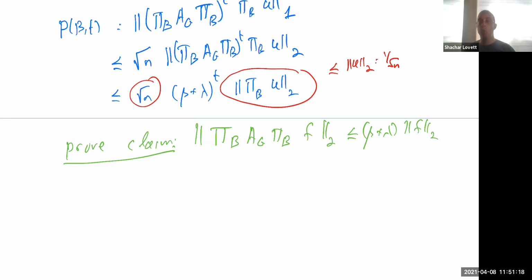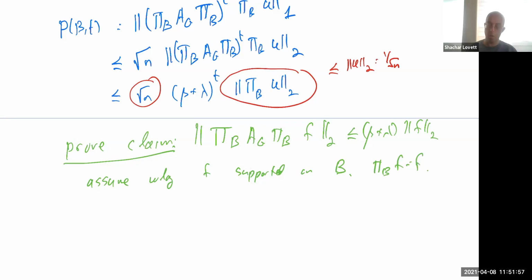Okay, so let's see. I want to prove that. So first step is that we can assume without loss of generality that f is supported on B. So f is 0 outside B. Why? If it's not 0 outside B, then pi b f is going to kill all the parts outside B, so we're going to get a weaker bound. So we might as well begin by just erasing all the coordinates outside B. We're going to get the same quantity on the left-hand side and a smaller quantity on the right-hand side. So let's assume that. In particular, this means that pi b f is just f. That's the first step.